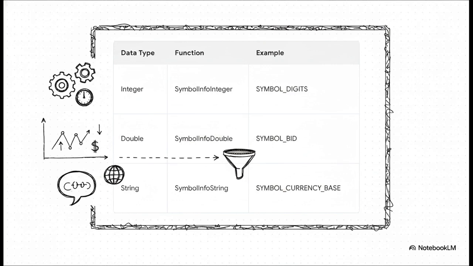MQL5 categorizes these rules so elegantly. You essentially have 3 distinct functions to fetch these static properties, and it's all based on the data type you're looking for. You use SymbolInfoInteger for whole numbers, like SYMBOL_DIGITS, to get the decimal precision. You use SymbolInfoDouble for floating point numbers, like pulling the current SYMBOL_BID price. And then you use SymbolInfoString for text data, like figuring out the SYMBOL_CURRENCY_BASE.